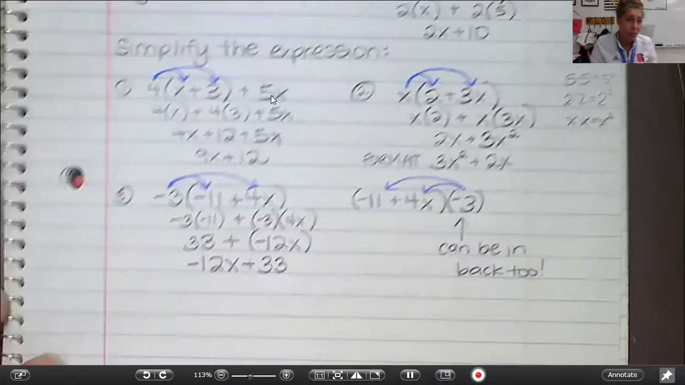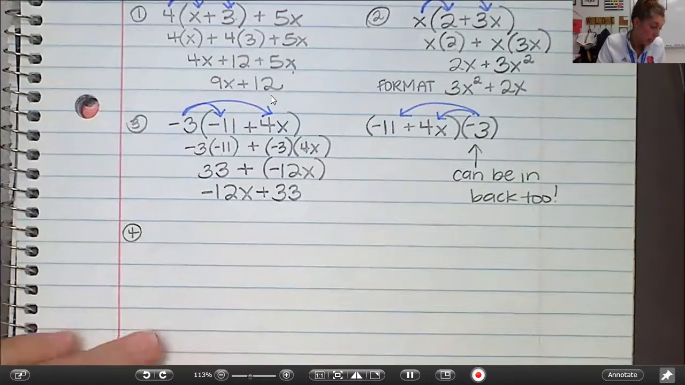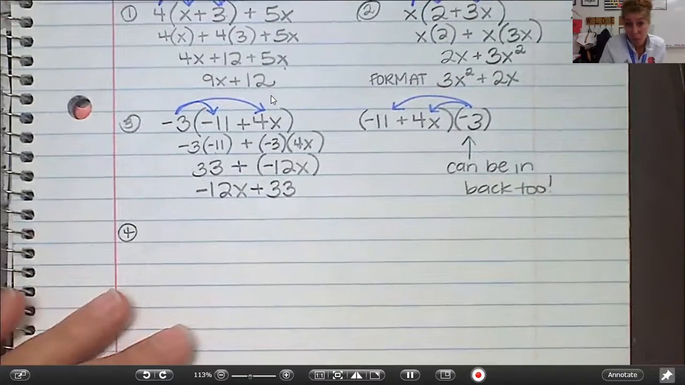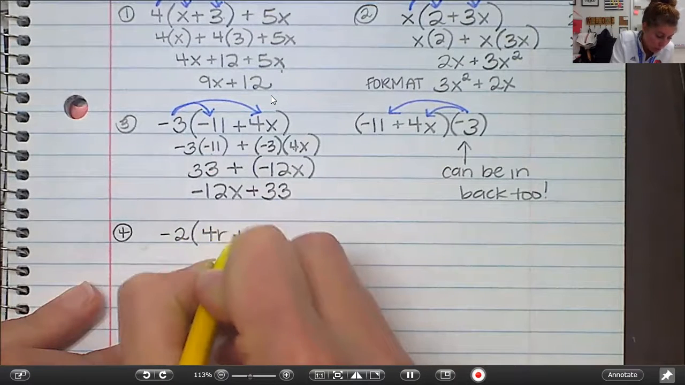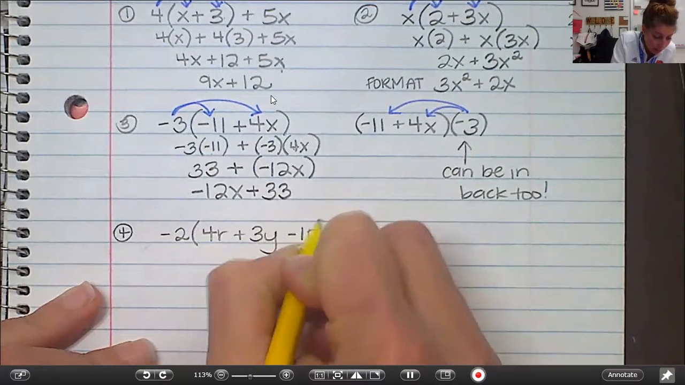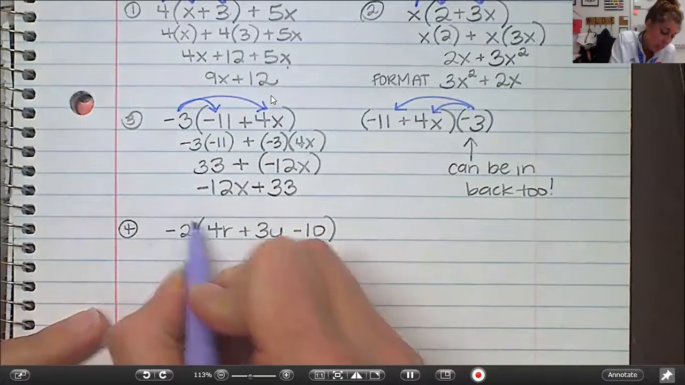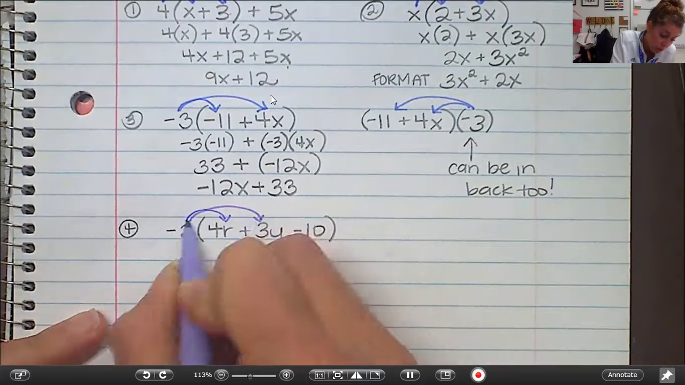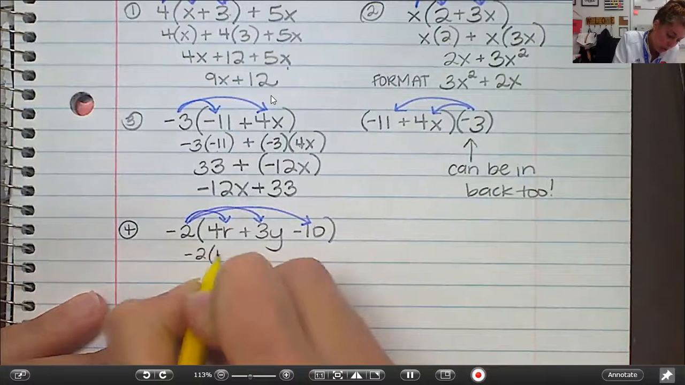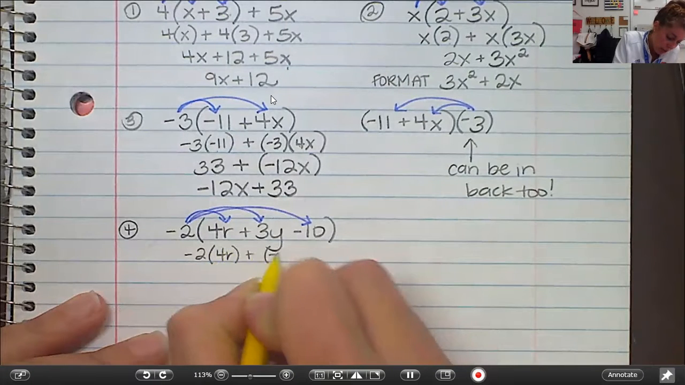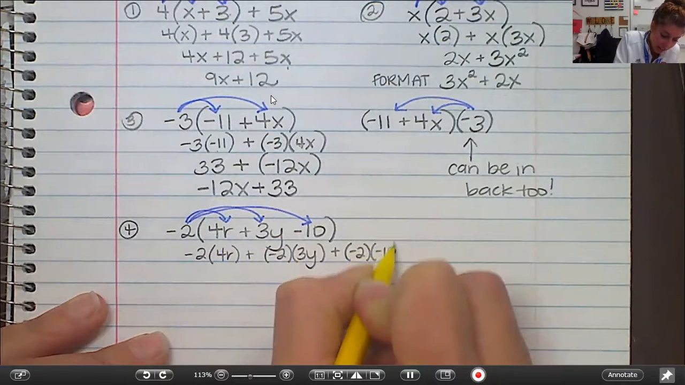Okay, number 4. Let's see. I want to show you one where, what if I had more than 2 terms inside of my parentheses? Let's say -2 times 4r plus 3y minus 10. Does it make a difference? Not at all. But when I'm distributing, I'm going to now distribute to 3 things. -2 times 4r plus -2 times 3y plus -2 times -10.